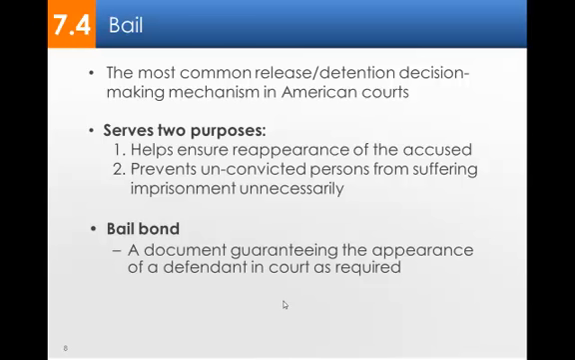So I want you to put a double star by those two purposes. The main appearance, we call it the manifest function of bail, is to ensure appearance for trial.